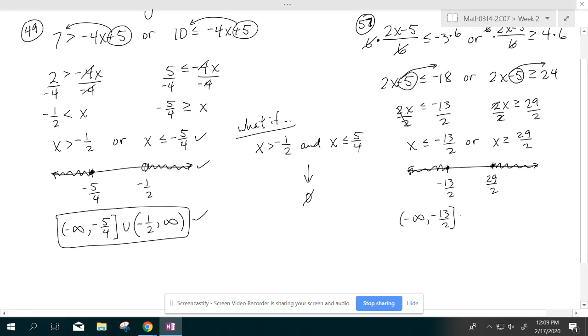Bracket. And then I need union. Remember, the U is the glue that sticks the two pieces together. Bracket. 29 halves to and beyond. And that is the answer I needed. The solution, the graph, the interval notation. And you're going to need to know how to do that on your own.